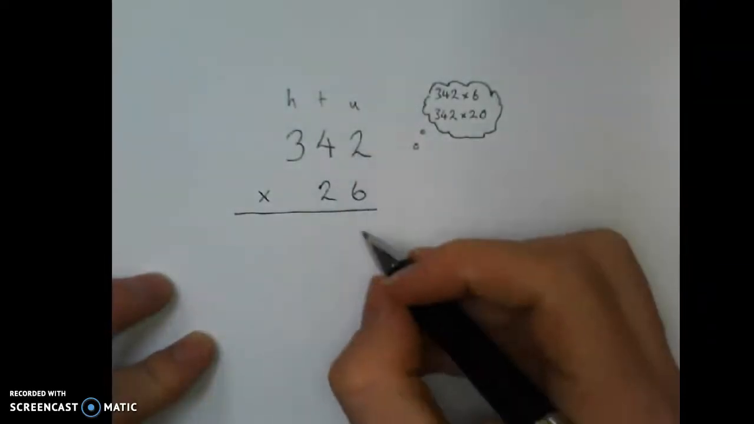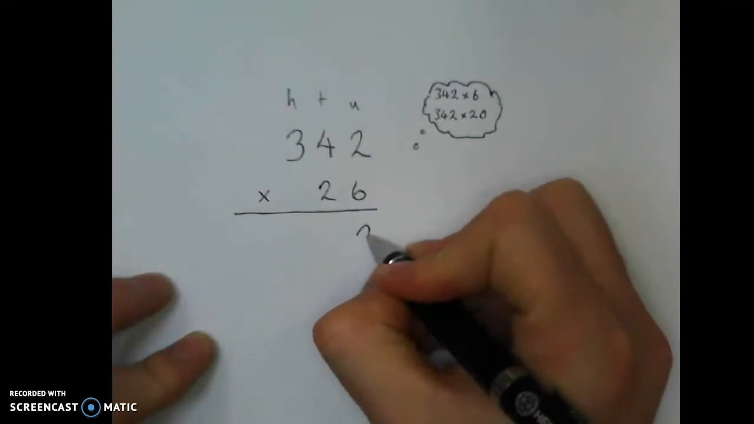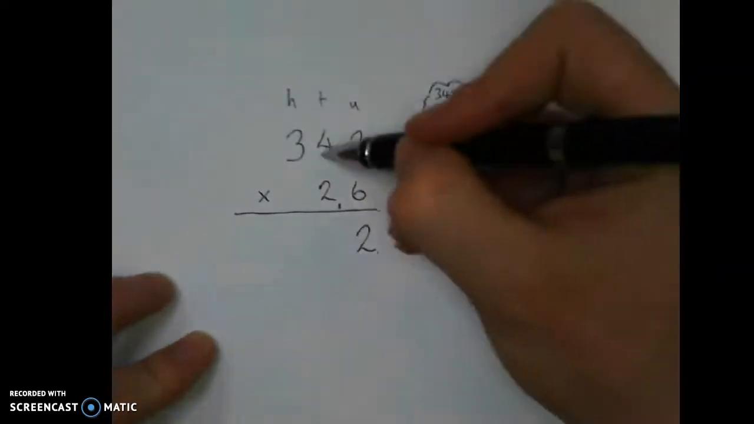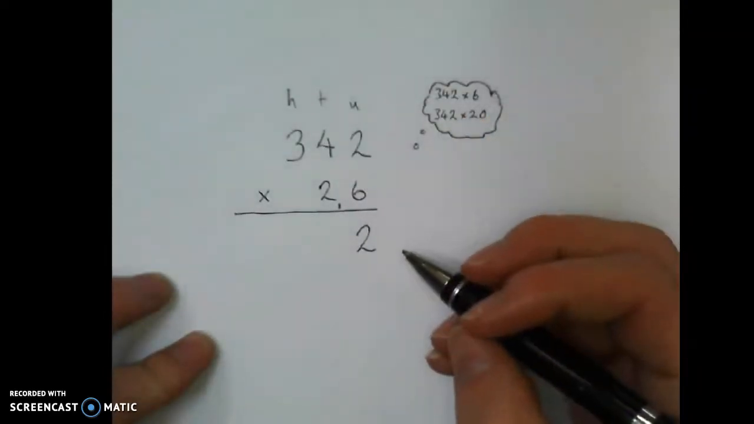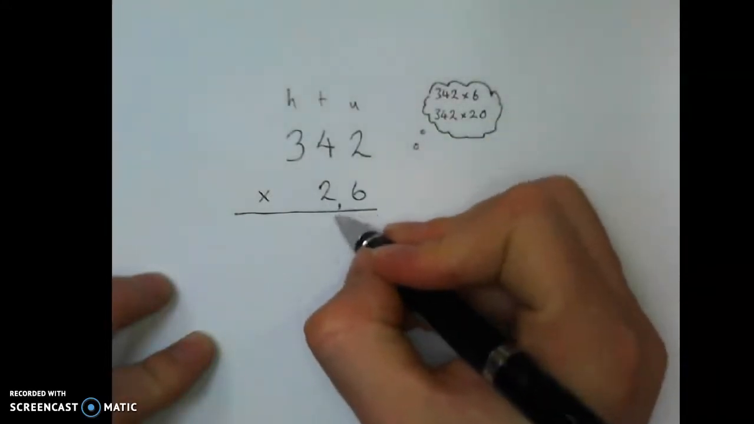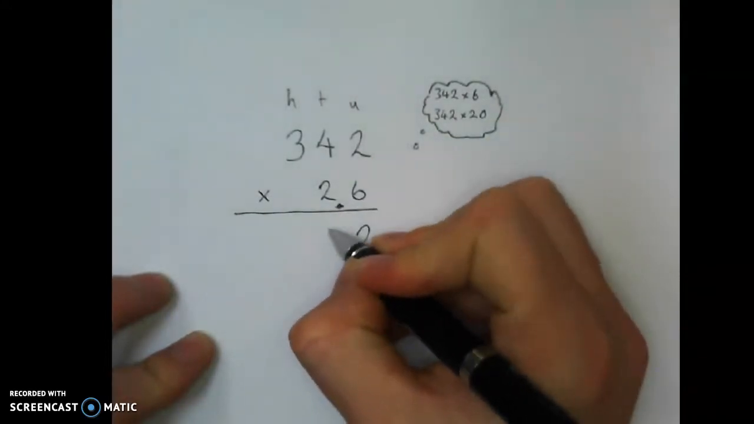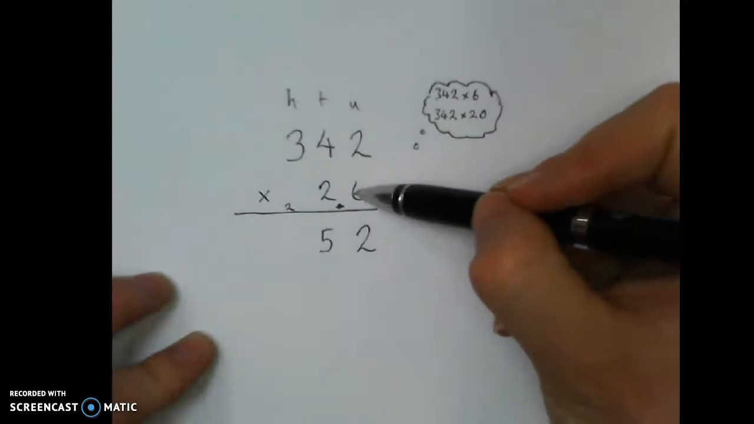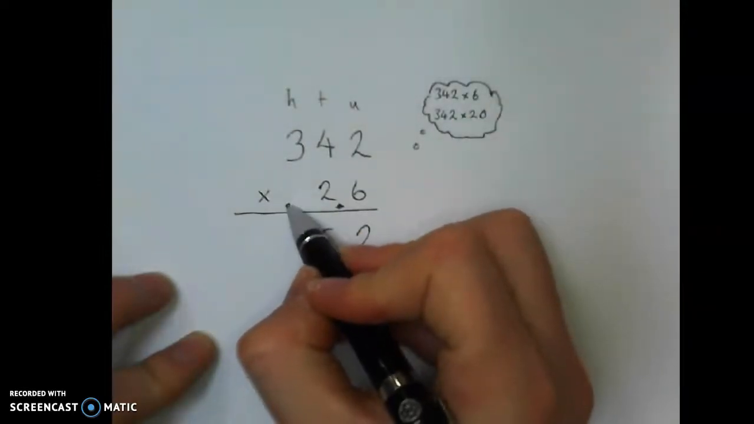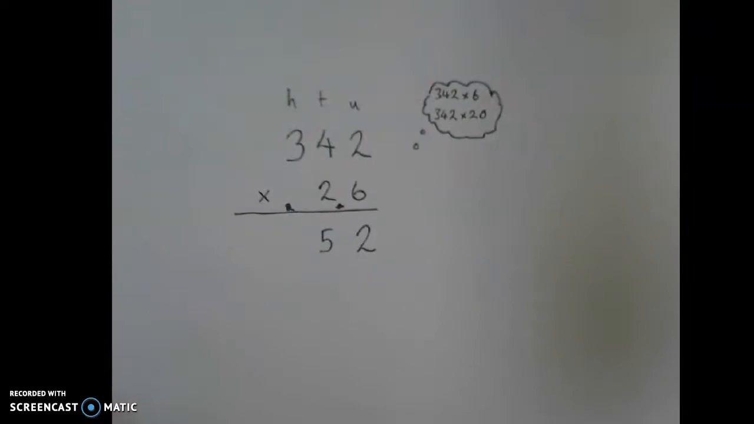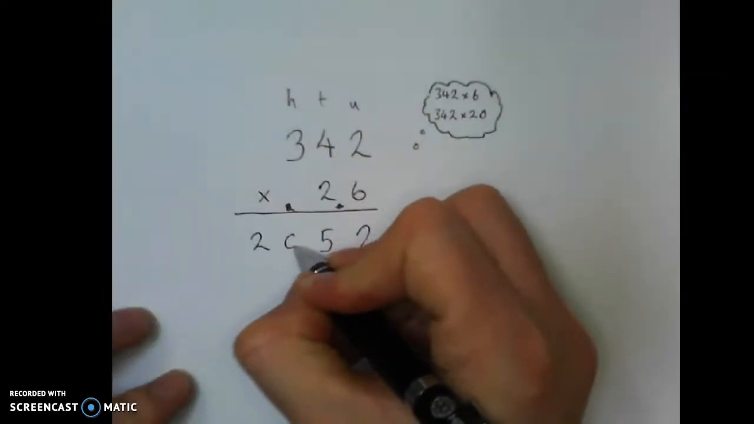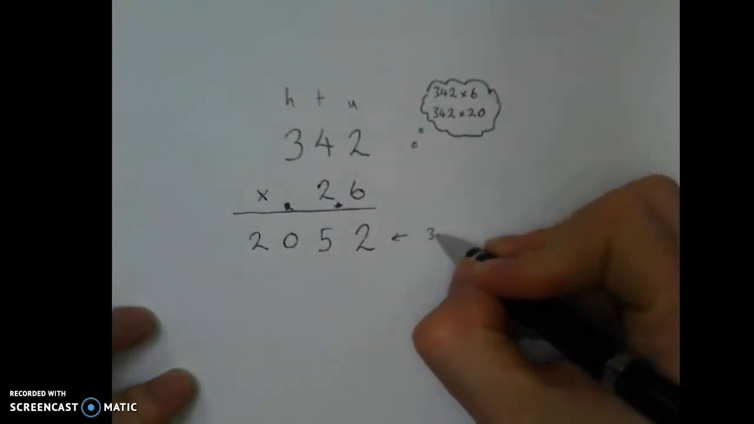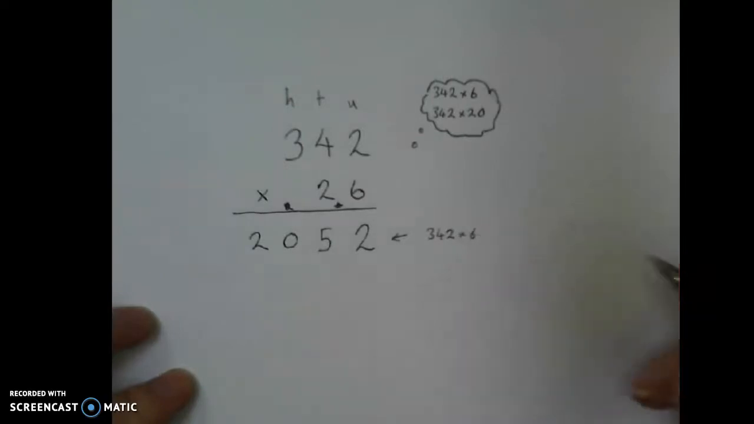So 2 times 6, as we know, is 12. Put your 2 down and bring your 1 up to the tens. Now 4 times 6, we know that is 24, plus the 1, get rid of them so you don't use them again, is 25. 5 down, the 2 up. 3 times 6 is 18, plus the 2, get rid of them so we don't use them again, is 20. So that right there is 342 times 6.